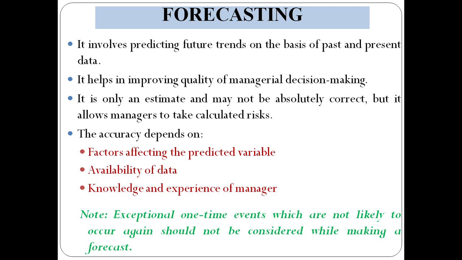How do we predict the future trends? We predict it on the basis of some data. Now this data that is available pertains to the past or present. So something that has already occurred or something which is going on at present, the data is collected, the data is gathered, and on the basis of this data, the future trends are predicted. This is known as forecasting.